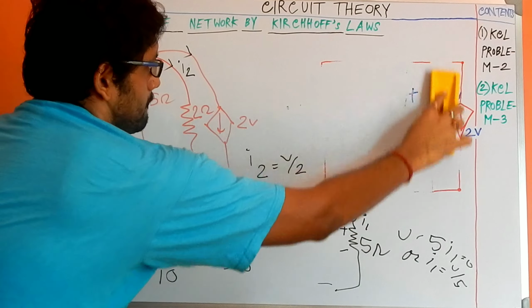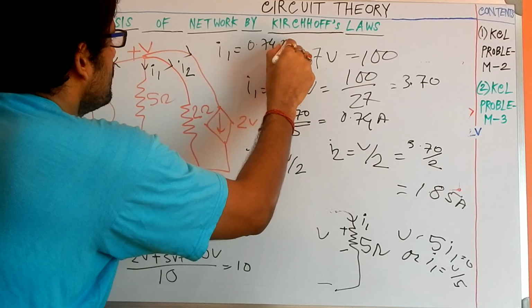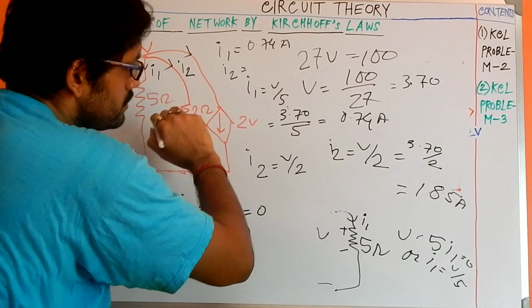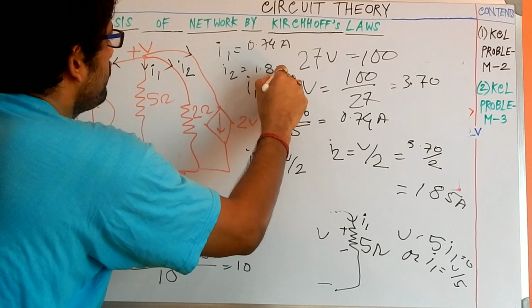Okay, so I have successfully found the current across the 5 ohm and 2 ohm resistors. Our final answer is I1 is equal to 0.74 amps, and I2 is equal to 1.85 amps. So this is the final result that I have got from this formulation. Hope you understand the total process of how I find out this type of formulation.